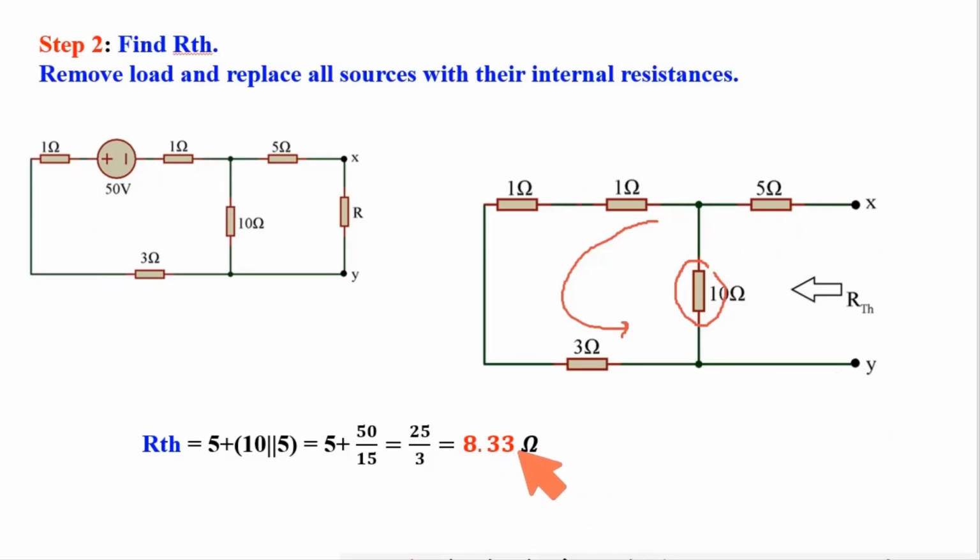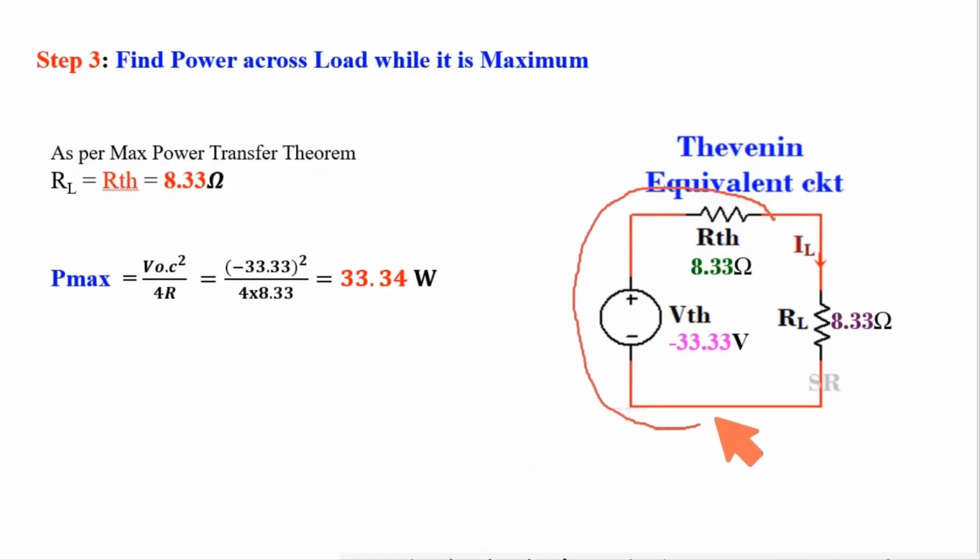So ultimately I got RTH equal to 8.33 ohm. So this is the equivalent Thevenin circuit. VTH is equal to minus 33.33 volt, RTH is equal to 8.33. To get the maximum power at load, the load value will be equal to RTH, that is the source resistance. So see, RL is equal to 8.33. Using the formula, the maximum power value is equal to 33.34 watt.